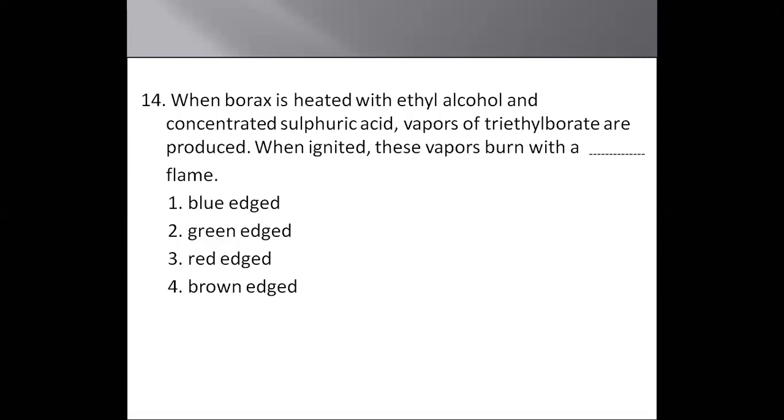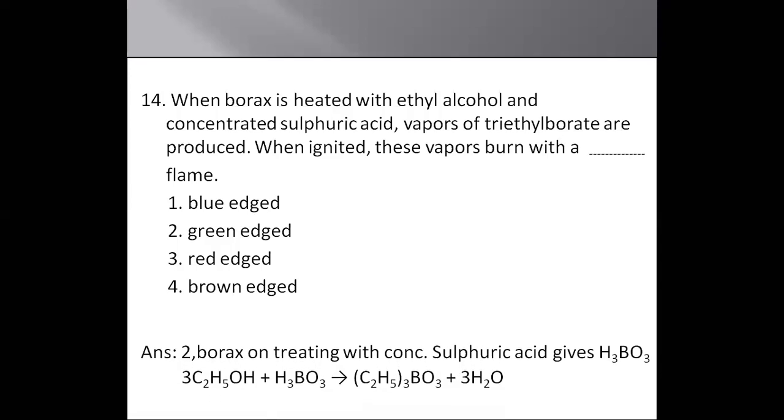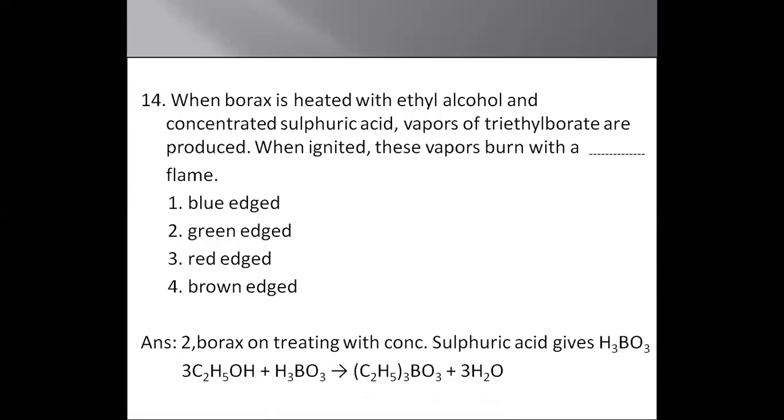And these vapors burn with a green edge. Why? Because of the borate ions. Whenever there is the borate bead test, which is very important, because of the formation of borate ions, you get a green edged flame. So you can see here, borax on treating with the concentrated sulfuric acid gives orthoboric acid. And this orthoboric acid, when treated with alcohol, gives you triethyl borate. When it is ignited, the vapors burn with a green edge. That is one of the tests for boron compounds.